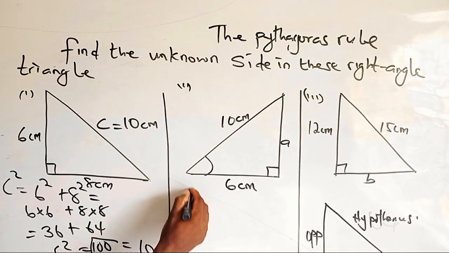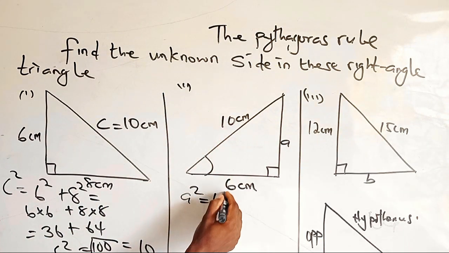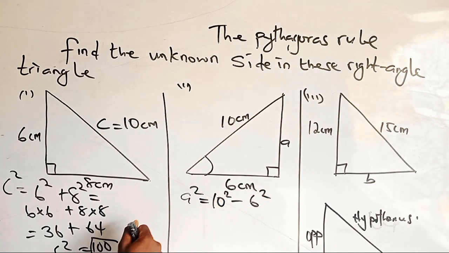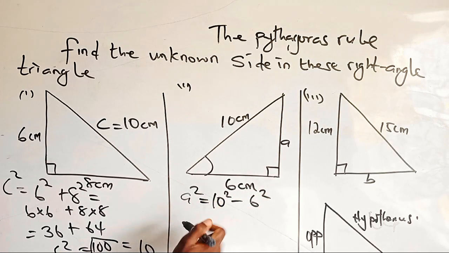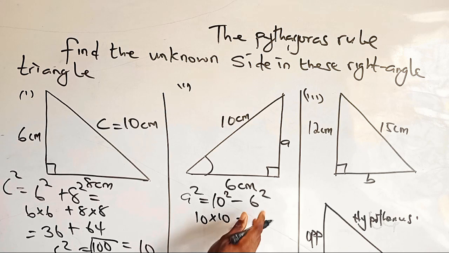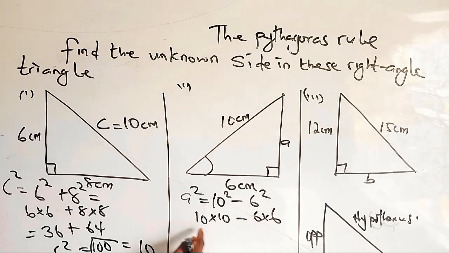So we say A square equals 10 square minus 6 square. 10 square is 10 times 10, minus 6 square, which is 6 times 6. So 10 times 10 is 100, and 6 times 6 is 36. We subtract this from here, we have 64. So we look for the square root of 64, which is 8 centimeters. So that means the opposite is 8 centimeters, which is A.